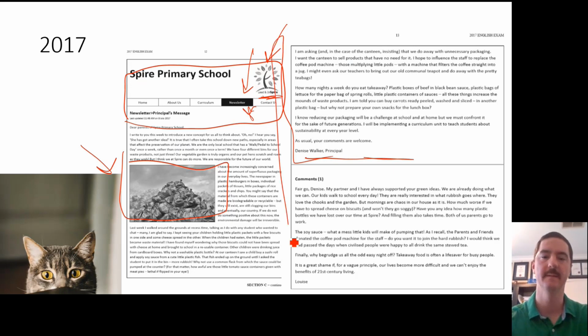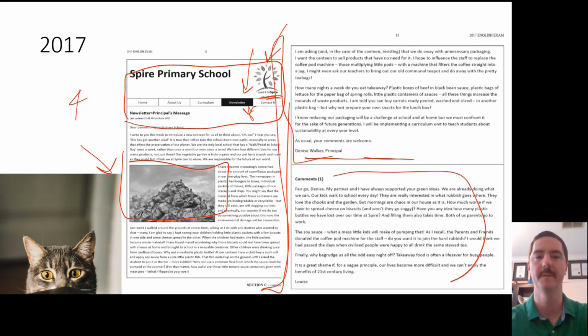We've got the newsletter from the principal, and then we've got a response. So again, we've got 4. So we probably want to group all of these together. And again, you can sort of see naturally 3 arguments in this piece.